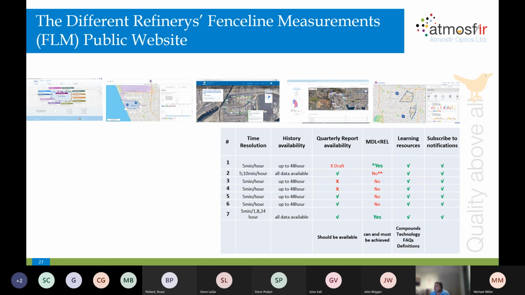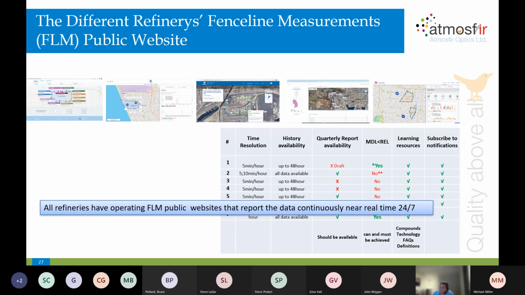In terms of staying with the rule that the method detection limit is below the threshold, 2 out of the 7 claim that they can do it. The rest of them have problems, especially with acrolein, which is a very dangerous compound with a very low threshold. I think it's 1.1 if I remember correctly. All of them give the public learning resources and the option to subscribe to notifications.